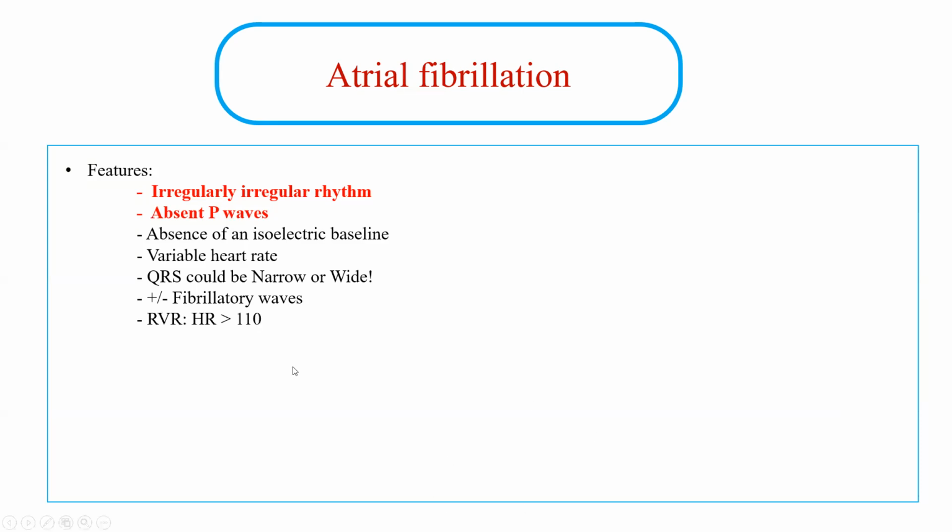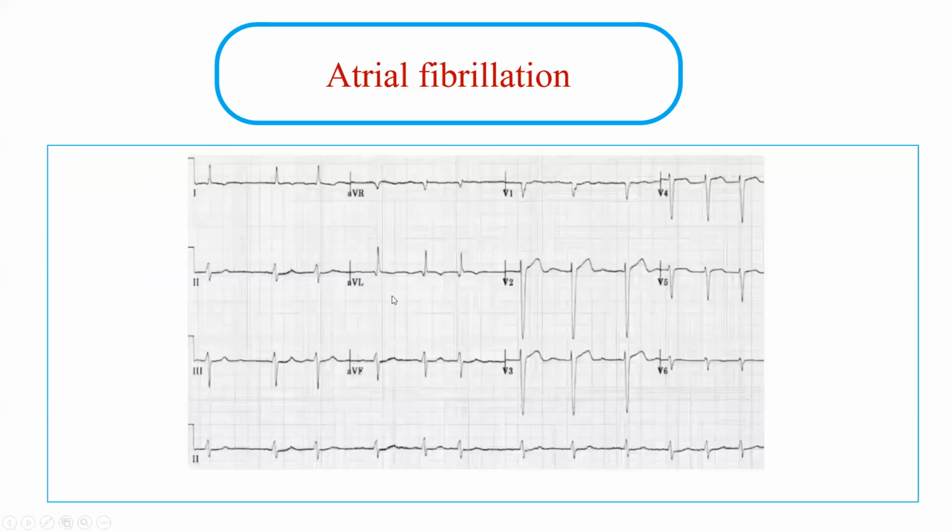Okay, last thing is the RVR. When a patient presents with a heart rate that is sustained above 110, we say that the patient is in RVR, rapid ventricular response. And in those patients, we try to regulate the AV node to decrease the amount of electrical delivery to the ventricles. Now let's take an example here.